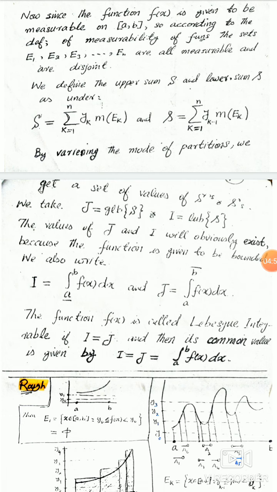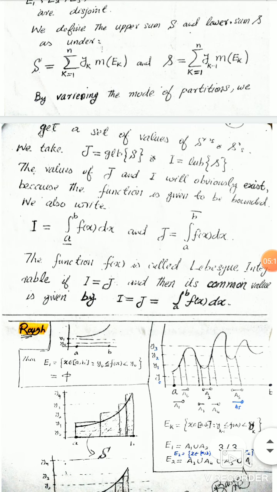So in the lower sum, instead of yk there is y(k-1). Y(k-1) represents the height of the interval and m(ek) is the width of the interval. So the lower sum will become small s equal to the summation from k equal to 1 up to n of y(k-1) m(ek).